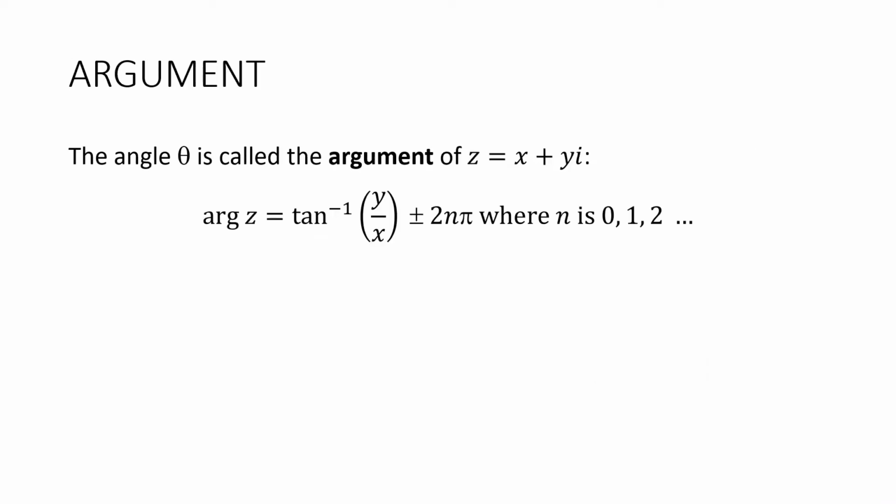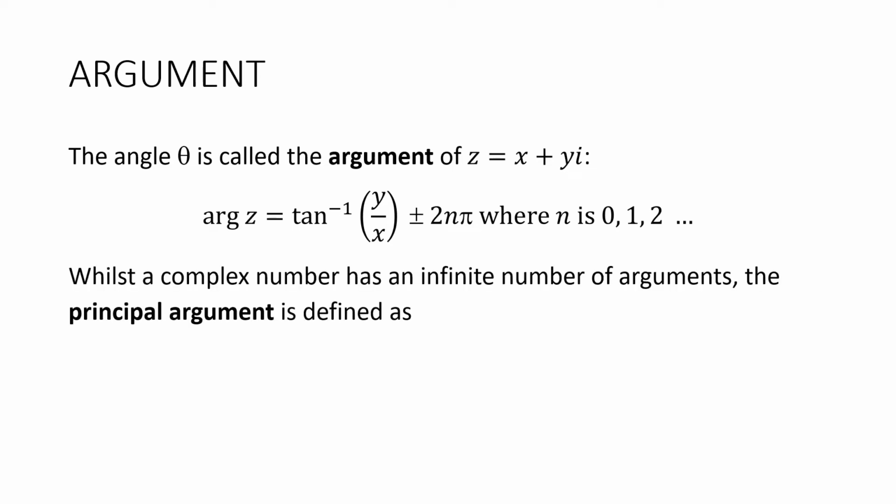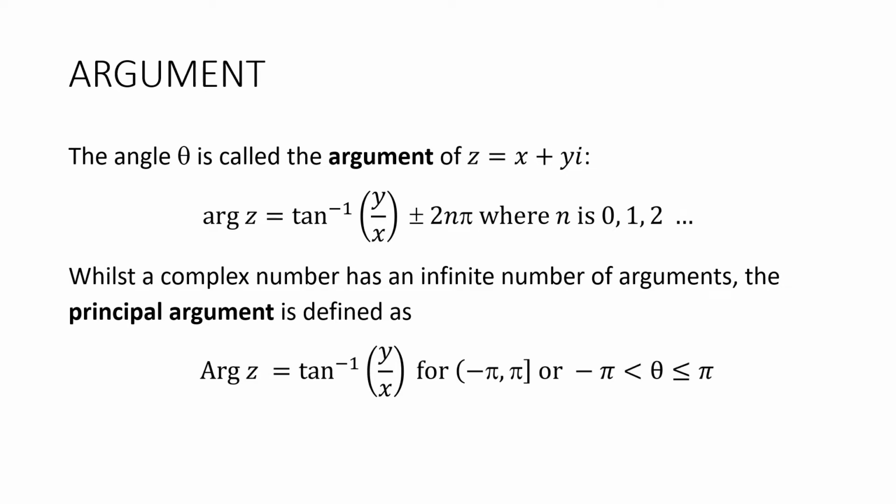And we define the angle theta as the argument of z. And here's the full definition. Arg z is equal to inverse tan of y on x plus or minus 2n pi, where n is equal to 0, 1, 2, etc. And this kind of makes sense because tan is periodic, and so there is an infinite number of arguments for z. But we define the principal argument as inverse tan of y on x, and we give it a capital A, and it's defined for the domain negative pi is less than theta is less than or equal to pi.